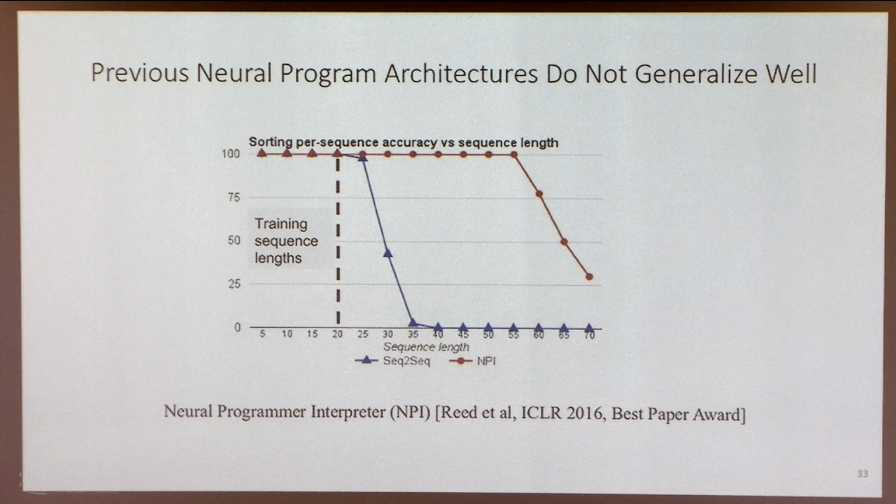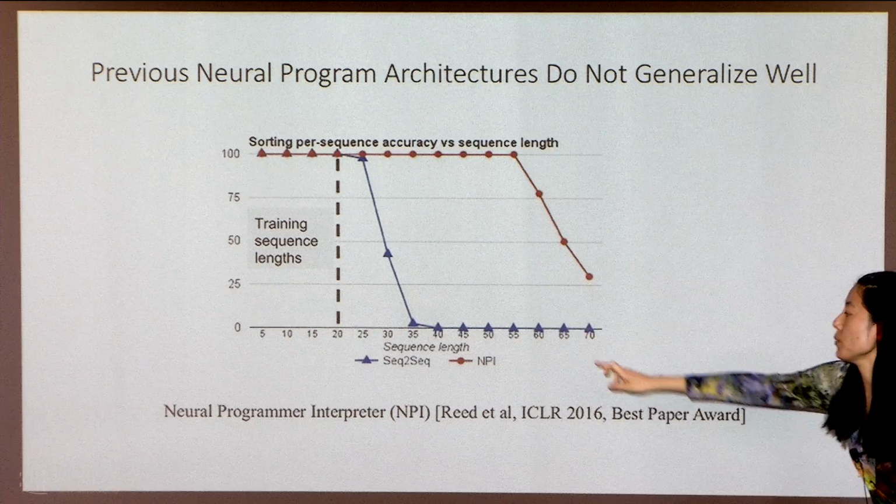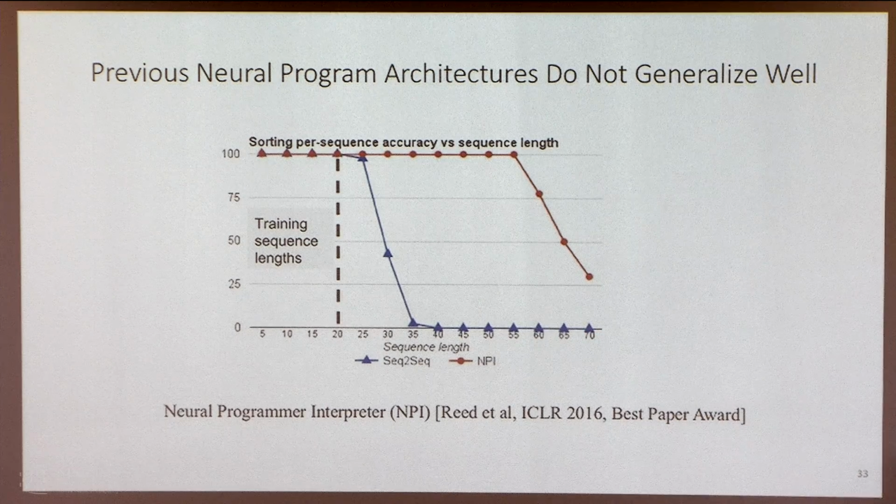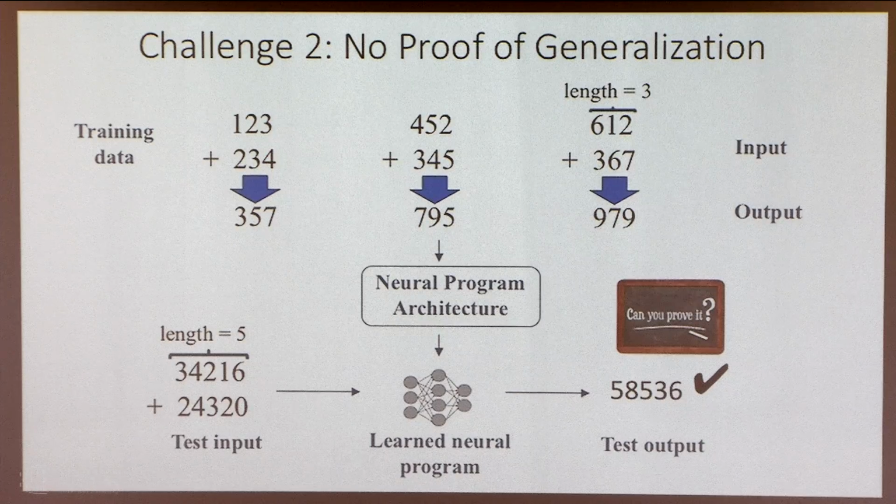Here's an example of a sorting task. This is the NPI work from last year, which won the Best Paper Award last year. They trained the neural networks for sorting, I think, up to 20 numbers. But as you can see here, some previous work, even before this one, fails very quickly. It can sort only a few numbers, and fails at 35 numbers. And with NPI, it still fails for sorting 16 numbers. So that's challenge number one: these previous neural program architectures do not generalize well.